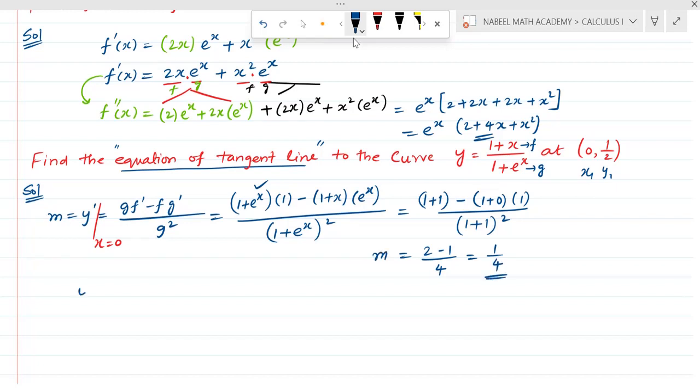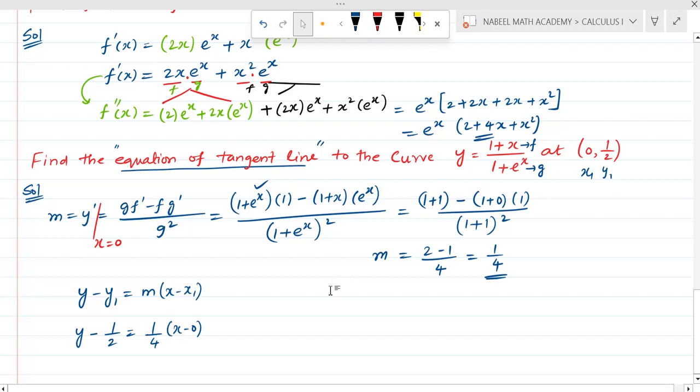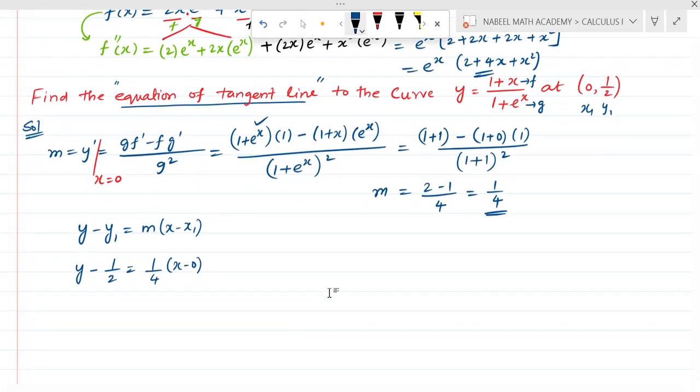Now I got the slope, so what is the equation of a tangent line? M into x minus 1. Yes. Y minus half equals m, which is 1 over 4, times x minus 0. Just substitute the values. If you substitute here, multiply x over 4, bring that to the other side, it becomes plus half. So this is the equation of a tangent line.